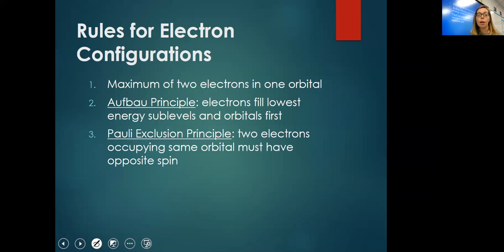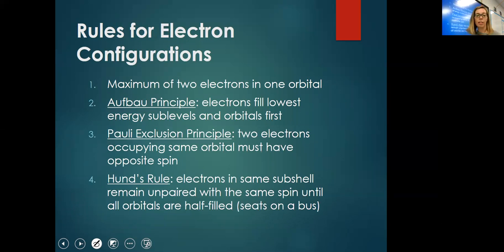Okay, so we have some rules for our electron configurations. So we can only put 2 electrons in one orbital because that's all an orbital holds. Then we have some other ones here too. We have to fill the lowest energy sublevels and lowest energy orbitals first. That's what that diagram was just doing.